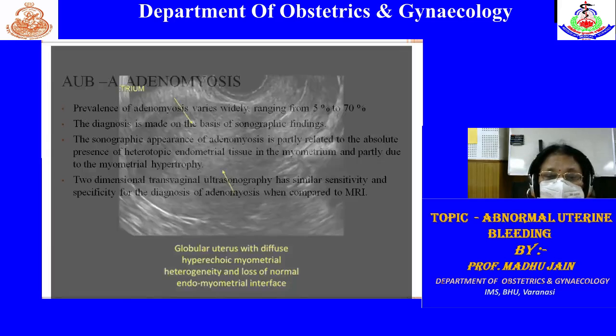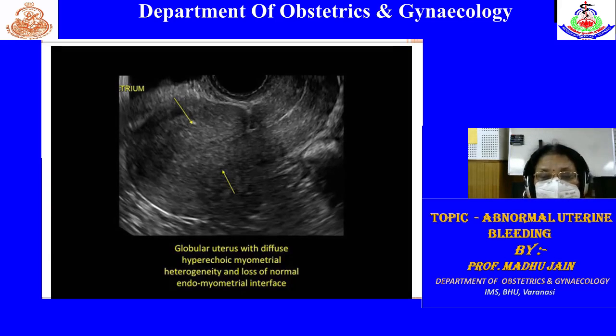depending upon the case. So here you can see the ultrasound finding of adenomyosis, that the uterus has been enlarged. This is the anterior surface of the uterus. This is the posterior surface, because anterior means here is the bladder and this is the posterior, and you can see there is a myohyperplasia, and here you can see some heterogeneous myometrium and loss of the endometrial myometrial surface.